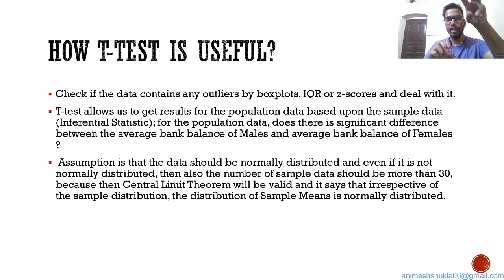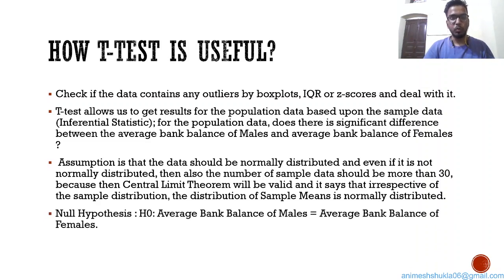Then we take out one sample and compute the mean of this sample. We take out another sample, we compute the mean of this sample. We take out another sample, we compute the mean of this sample. And after computing means of several samples, when we plot the distribution of the sample means, this will always be normally distributed, and the base of z-test and t-test is central limit theorem only.